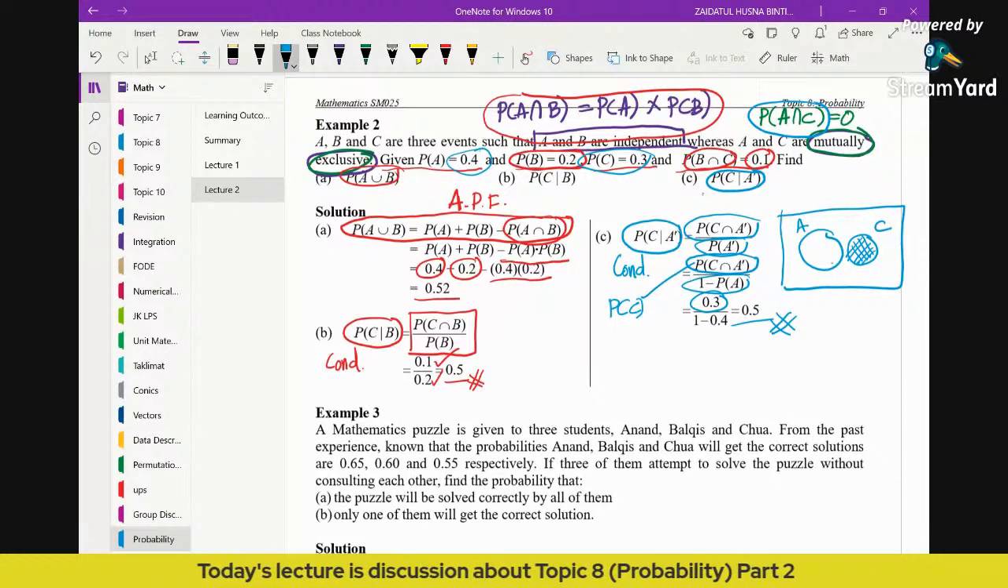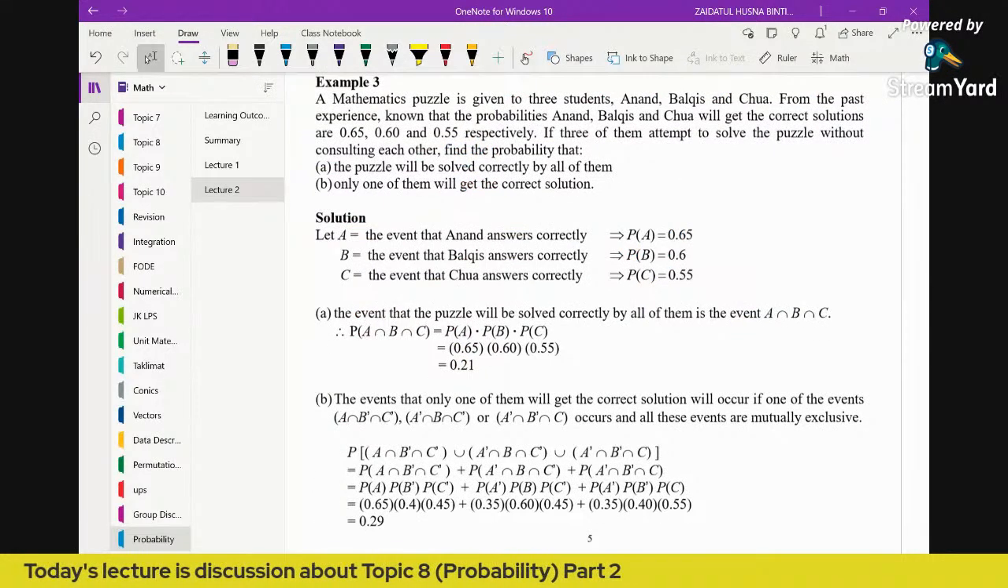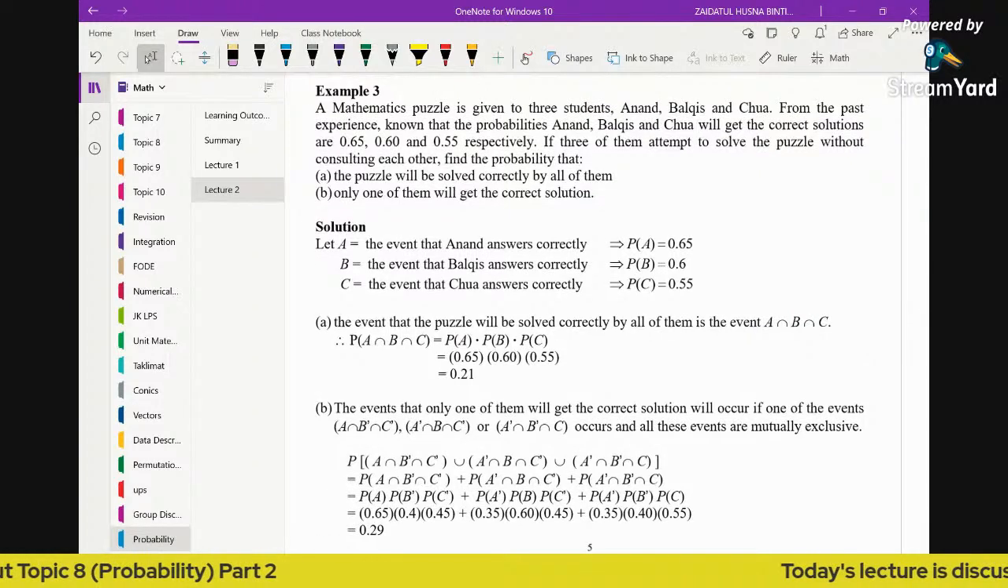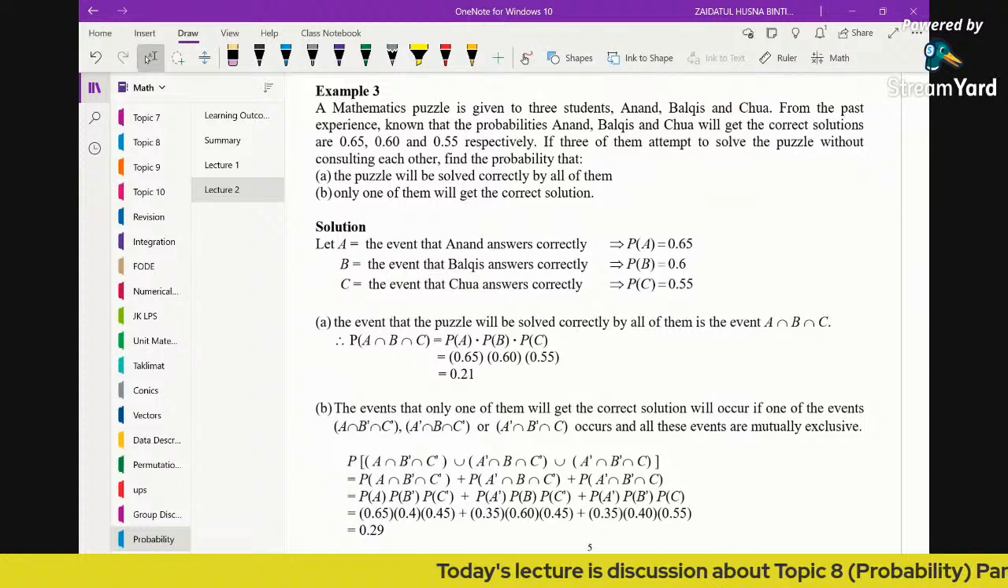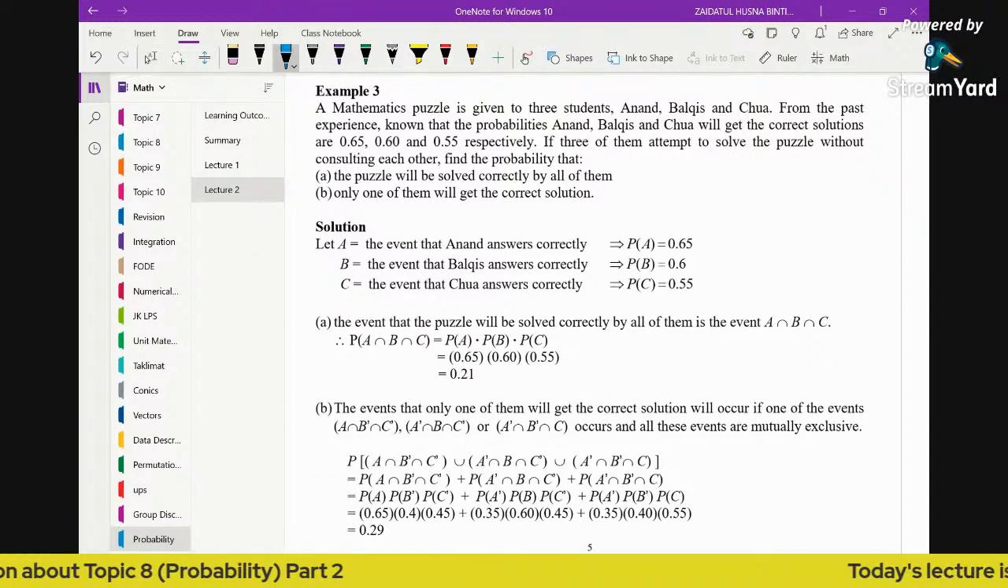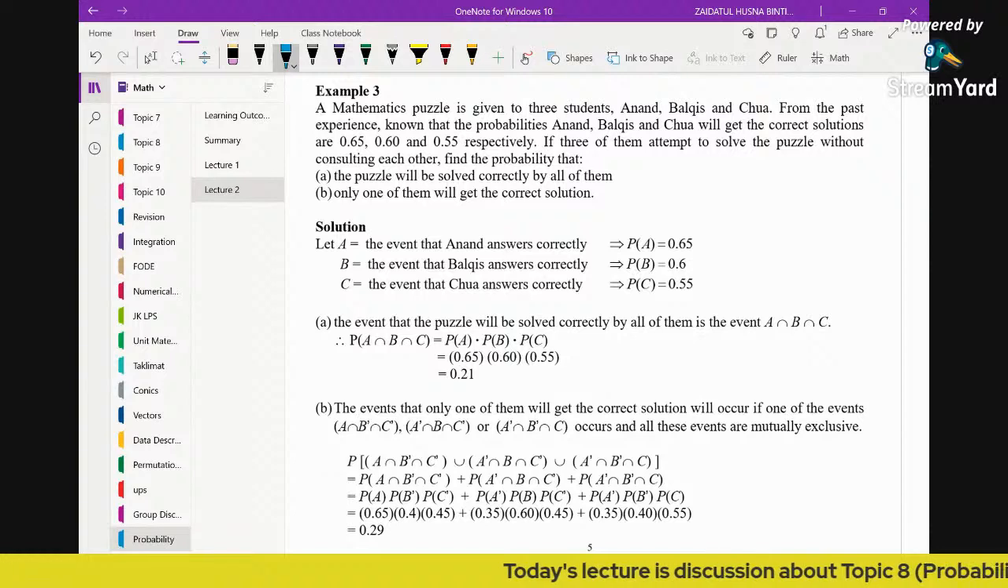So now let's see here. A mathematics puzzle is given to 3 students, Anan, Balkis and Chua. From past experience, it is known that the probabilities Anan, Balkis and Chua will get the correct solutions are 0.65, 0.6 and 0.55 respectively. If the 3 of them attempt to solve the puzzle without consulting each other, find the probability that the puzzle will be solved correctly by all of them.